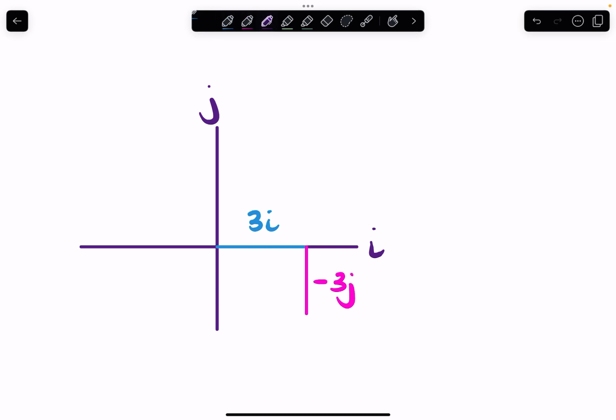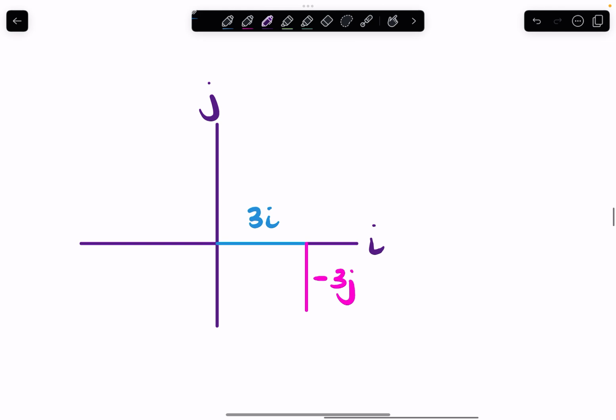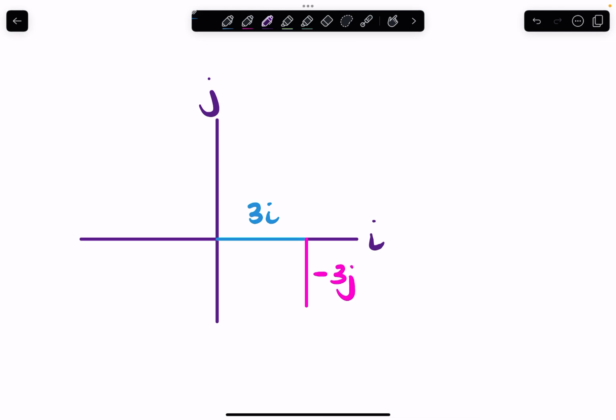So our resulting vector is, we would connect the dots with those two points. I would like an arrow. Get that tip right on there. So our starting point for this would be the point 0, 0. Our terminal point of the vector would be the point 3, negative 3.